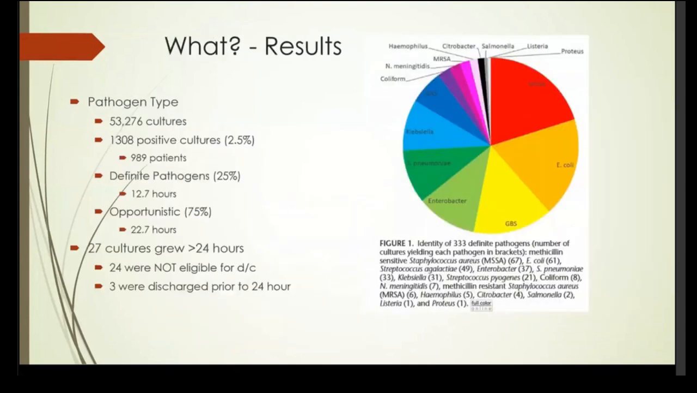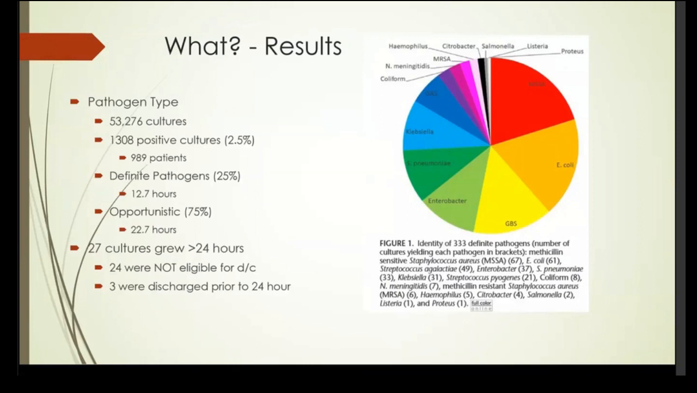And so more specifically, our results, they obtained almost 53,000 cultures, 1,300 were positive from 989 patients. And so, as you can see, multiple patients had multiple blood cultures drawn. Of the definitive pathogens, there were 25%, and it demonstrated that definitive pathogens grew at a faster rate, which you saw on the slide above, in 12.5 hours. And the opportunistic, which comprised the majority of positives, grew at 22 hours. So an earlier blood culture is going to be more likely associated with those definitive pathogens, even if you don't have the speciation back yet.